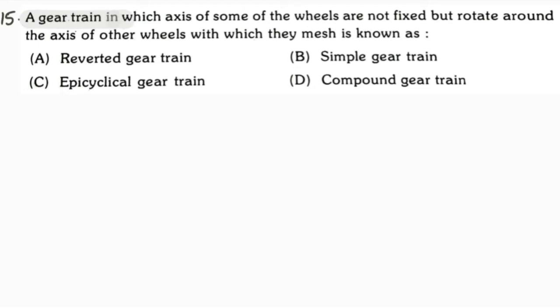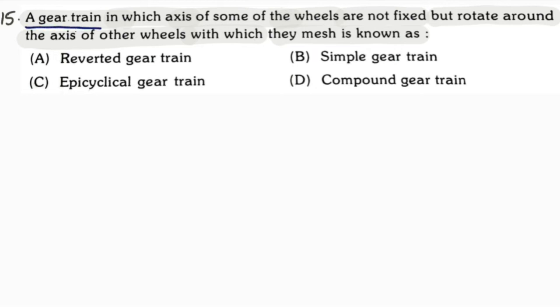A gear train in which axes of some of the wheels are not fixed but rotate around the axis of other wheels with which they mesh is known as epicyclic gear train. Remember, my dear friends, this question is very, very important, frequently asked in competitive exams. The epicyclic gear train is one in which the arrangement is such that one gear is rotating over the other gear.